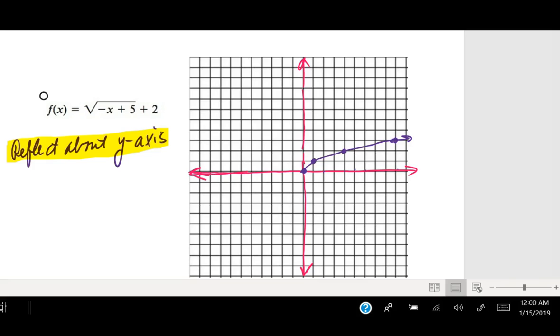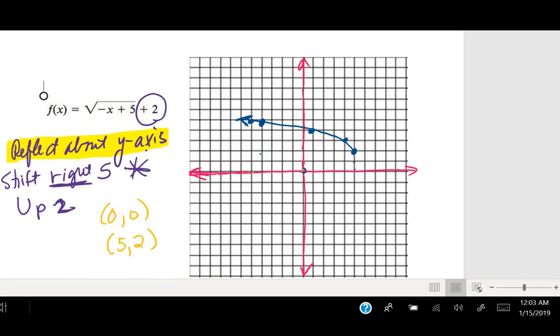And that makes sense because now we're doing a horizontal reflection. So our horizontal is backwards. So now we're going to shift. Instead of normally we'd say left 5, we're going to shift right 5.